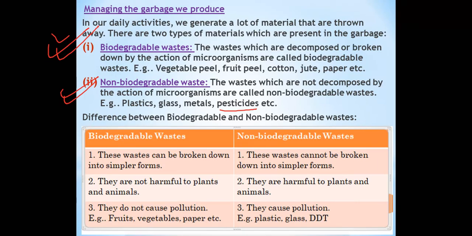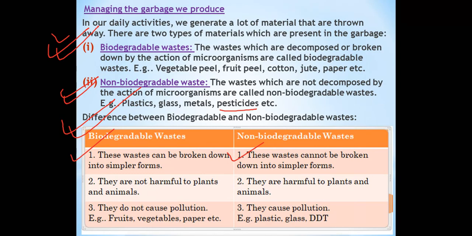So a question can be asked over there: what are biodegradable and non-biodegradable waste? Give examples. Sometimes application-based questions are also asked from there. The waste which are broken down into simpler forms are called biodegradable waste. The waste which are not broken down into simpler forms are called non-biodegradable waste.